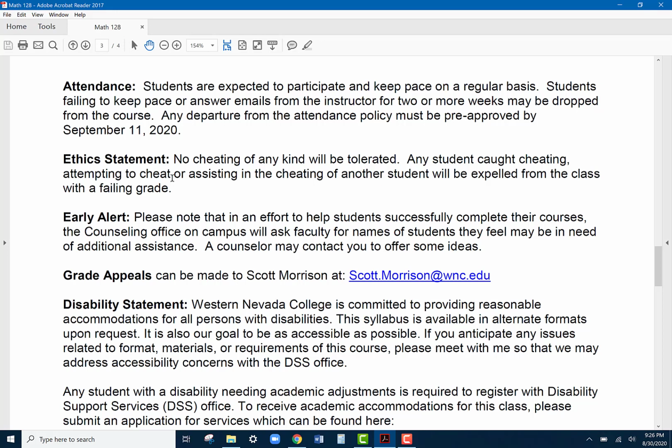Ethics statement: no cheating of any kind will be tolerated. Any student caught cheating, attempting to cheat, or assisting in the cheating of another student will be expelled from the class with a failing grade. And I did have a problem with that a few years back, which was really disappointing. So let's not do that.